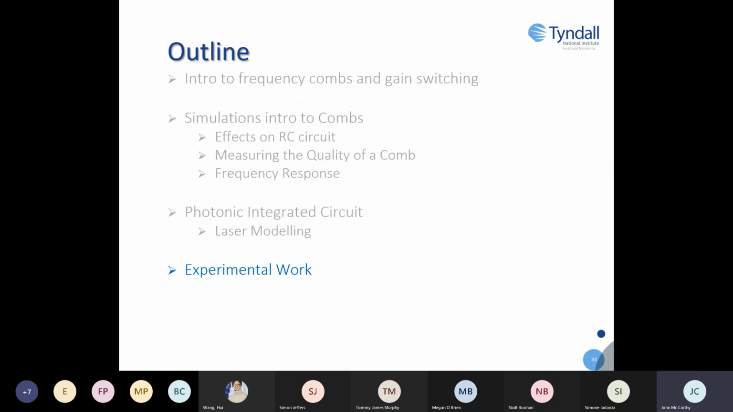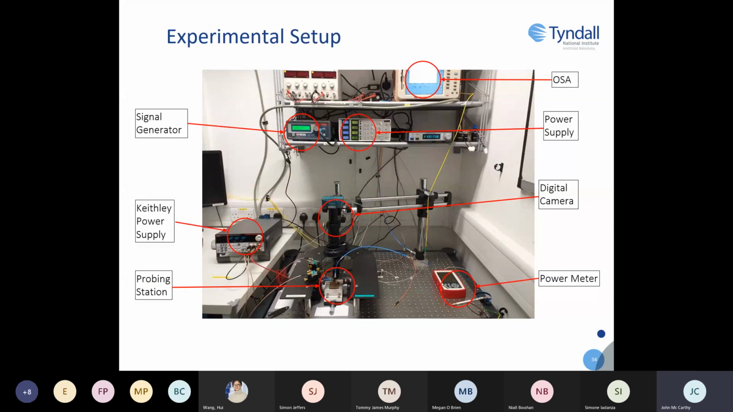Finally, this leads me to some experimental work that I've done. So this is my experimental setup in Tyndall. The device itself is placed on the probing station below. It's powered by the Keithley power supply and an additional power supply above. Next to that is the signal generator, and that's modulated with the bias current that's biasing the slave section. And then the spectra itself is measured by the OSA.